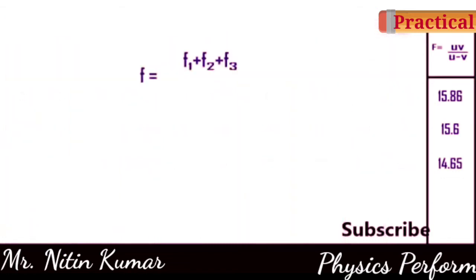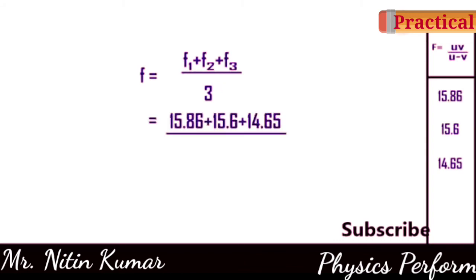F is equal to F1 plus F2 plus F3 divided by 3, that is equal to 15.86 plus 15.6 plus 14.65 divided by 3, which is 15.37 centimeters.